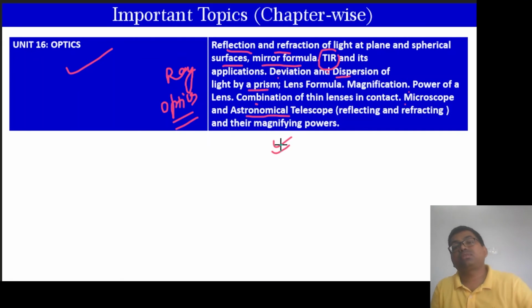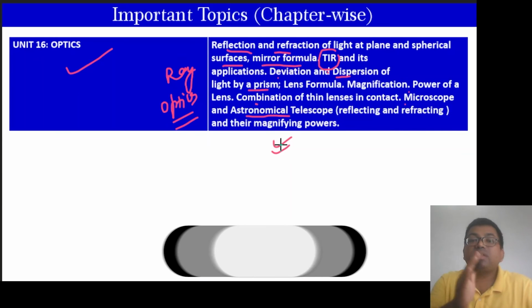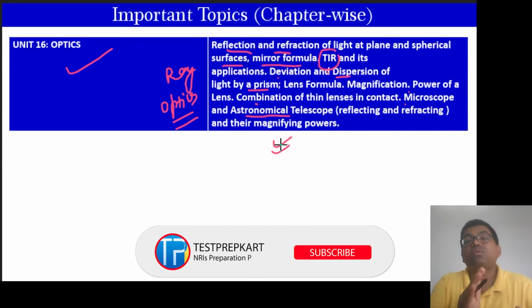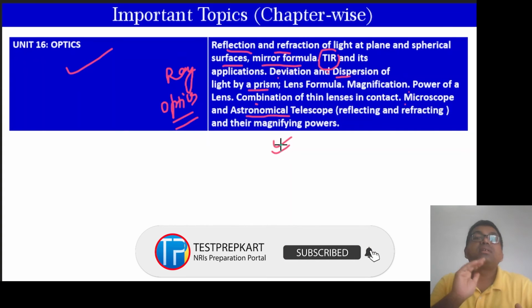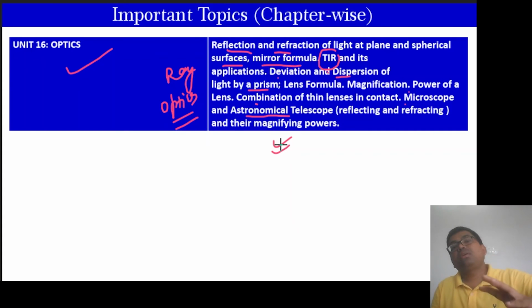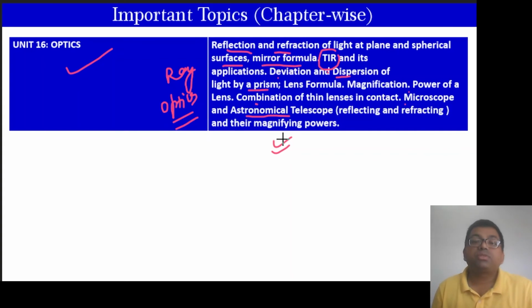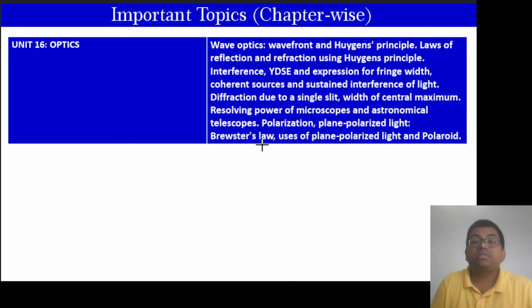They are important. So how they are using the lenses, how two lenses they are using. One has a small focal length, one has a large focal length. Some theoretical questions may come, or some numerical problems based on this. But wave optics is more important than ray optics. If you see wave optics, it has got more weightage.